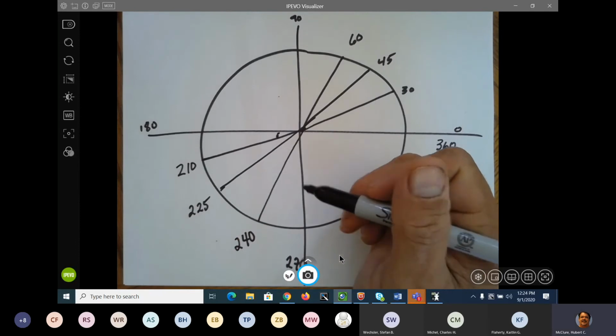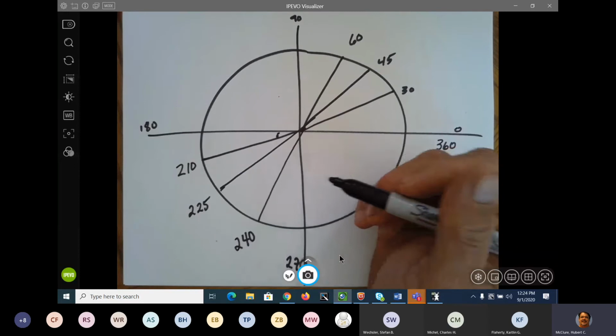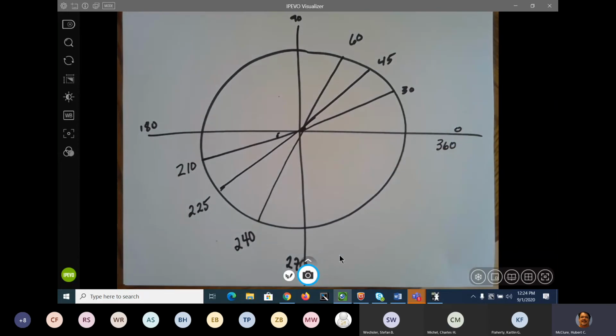I guarantee you there's somebody in here that went through pre-calculus or Trig and nobody showed them how to learn the unit circle. They told them to memorize it. You don't have to memorize it. You just have to learn it.